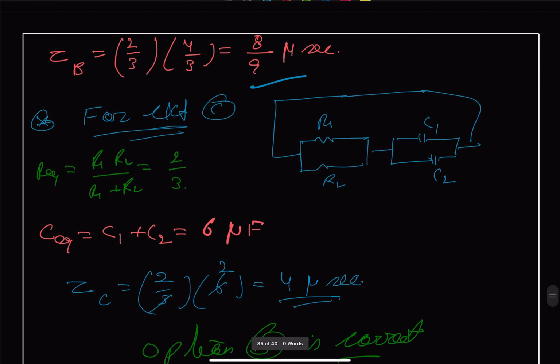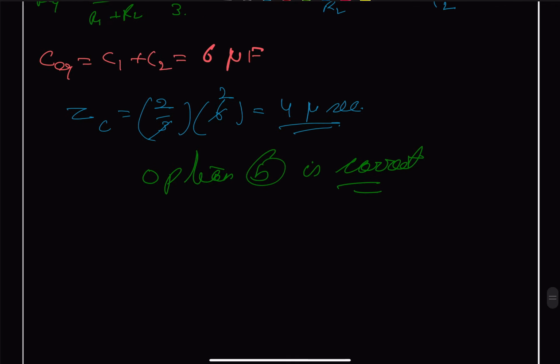So this completes the questions, a total of 8 questions. From 2004, the questions were 3, from 2005, the questions were 4, and from 2006, the number of questions was 1. So this completes all the 8 questions. Thank you.